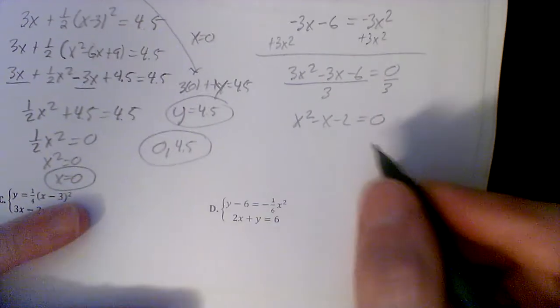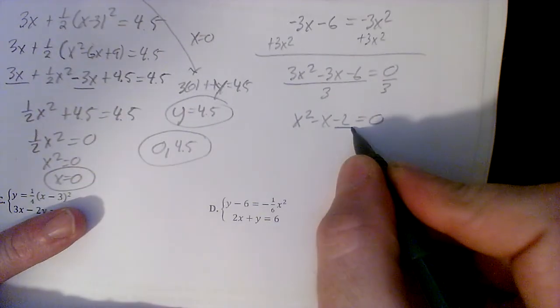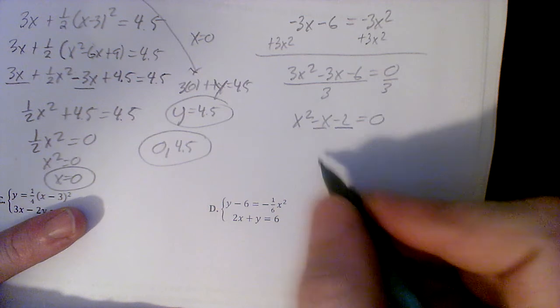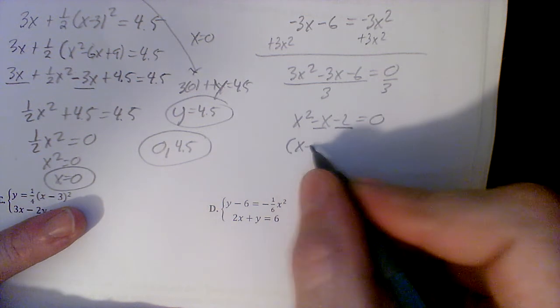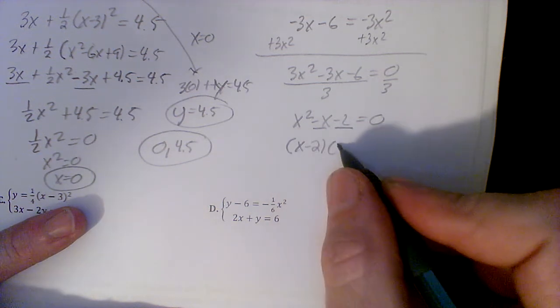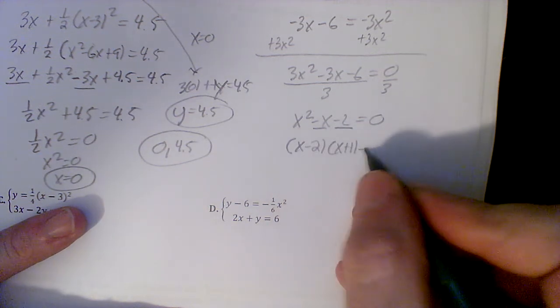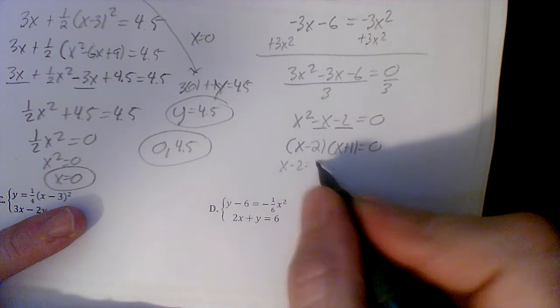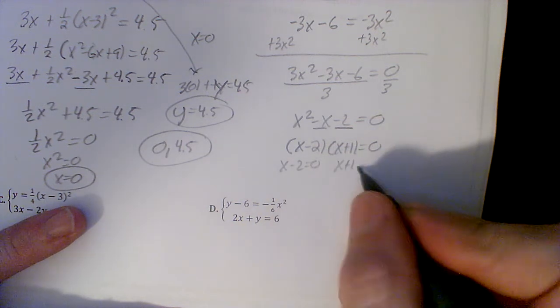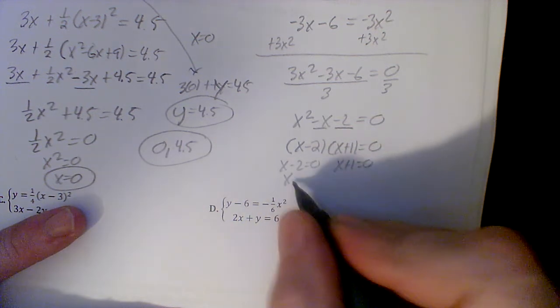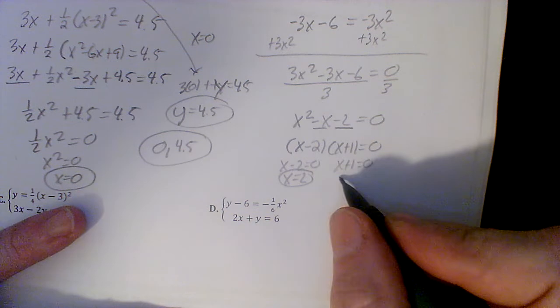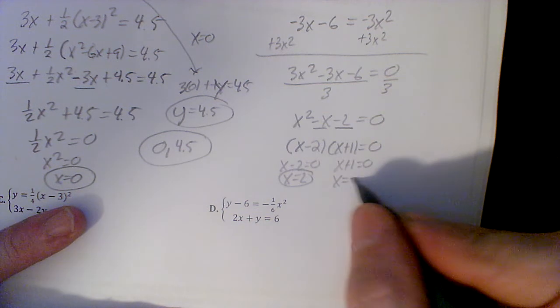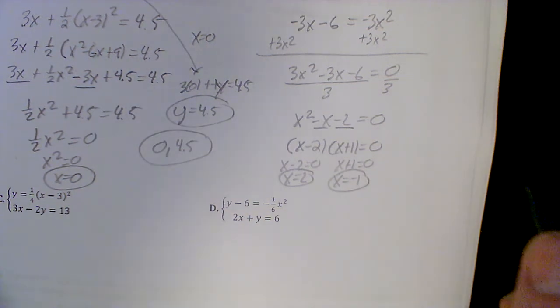If you remember how to factor, this becomes kind of easy. You say what multiplies to negative 2 and adds up to negative 1, which would be negative 2 and positive 1 equals 0. We set both terms equal to 0. x minus 2 equals 0. x plus 1 equals 0. If I add 2, I got x equals 2. There's one solution. Subtract 1, x equals negative 1.